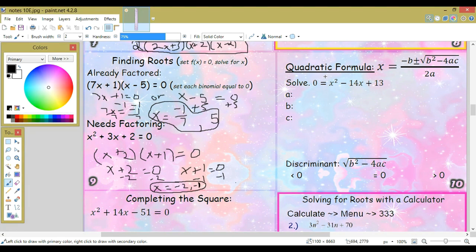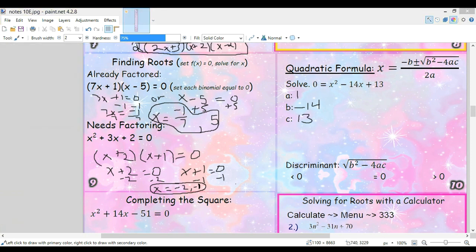Okay, how about the quadratic formula? That's on page 10. So the quadratic formula is for those cases where it's not necessarily factorable, but you want an exact answer with square roots. The formula is x equals -b plus or minus the square root of b squared minus 4ac all over 2a. Let's solve. A is 1, b is -14, and c is 13. Make sure that it's in the equals 0 form first. If it's not, you need to make it into that form before you do anything else.